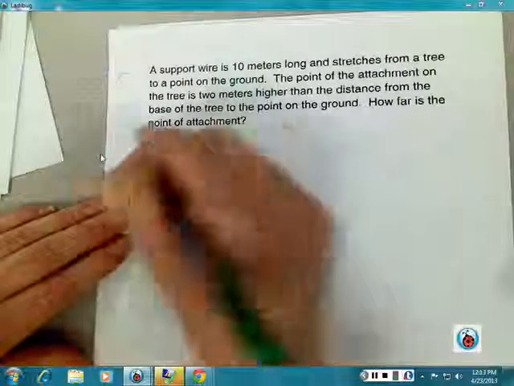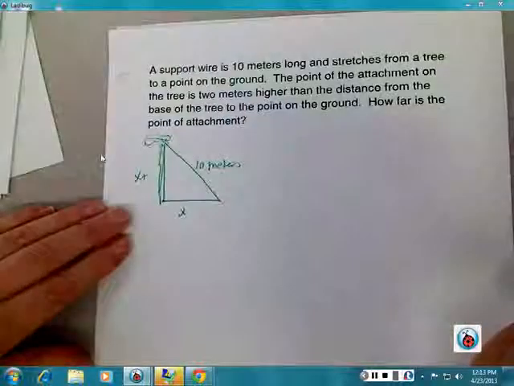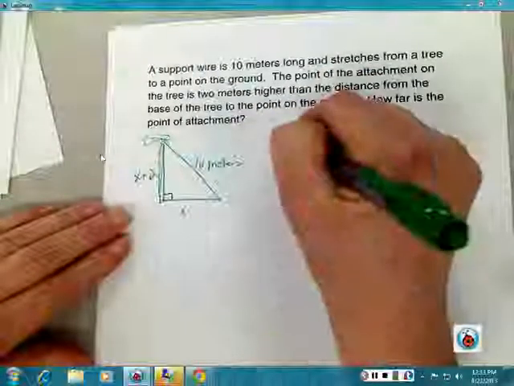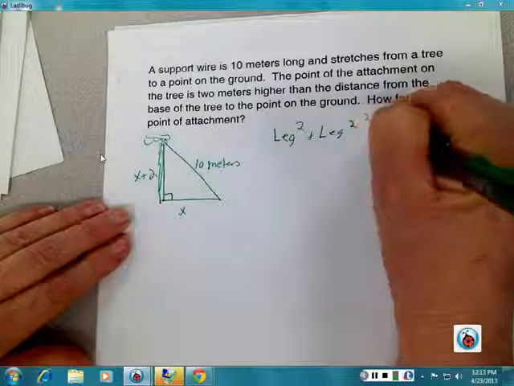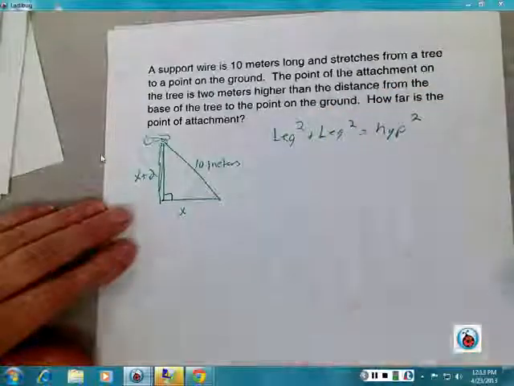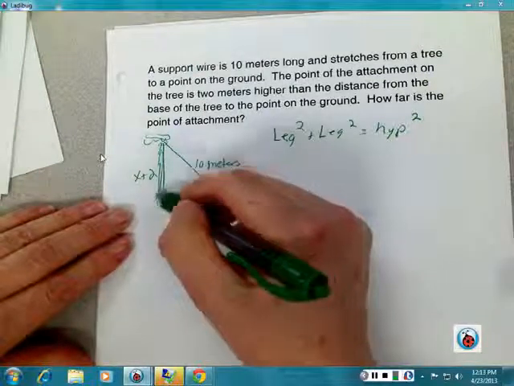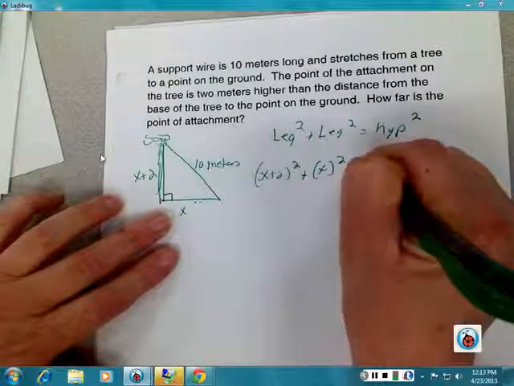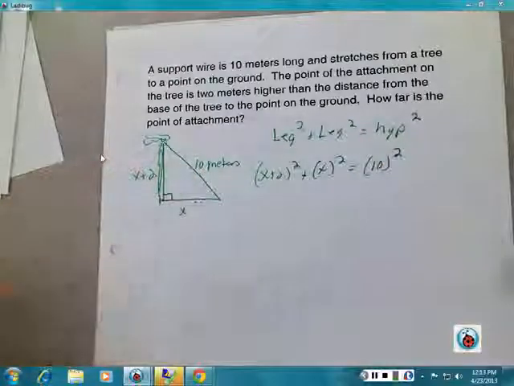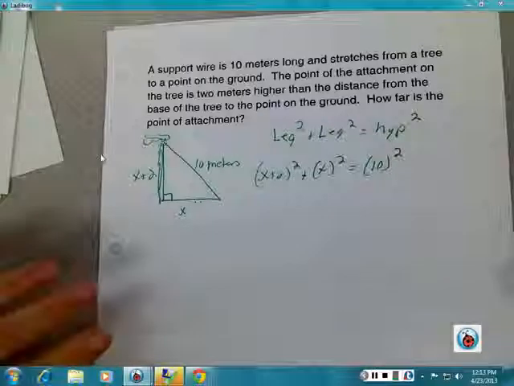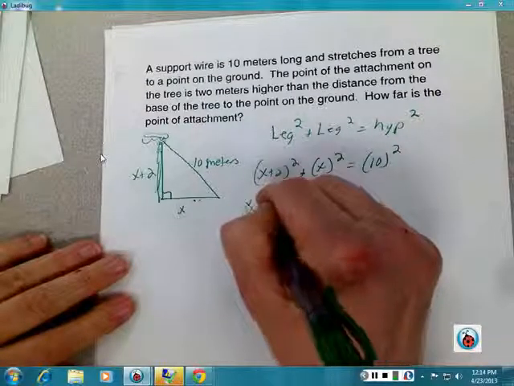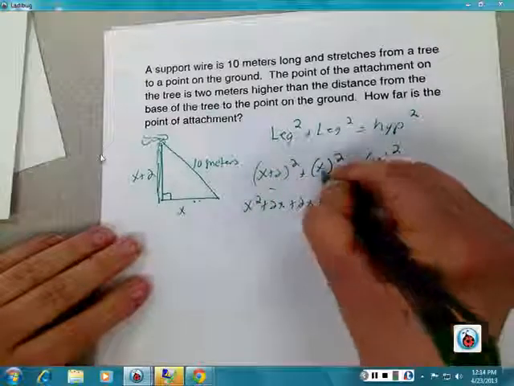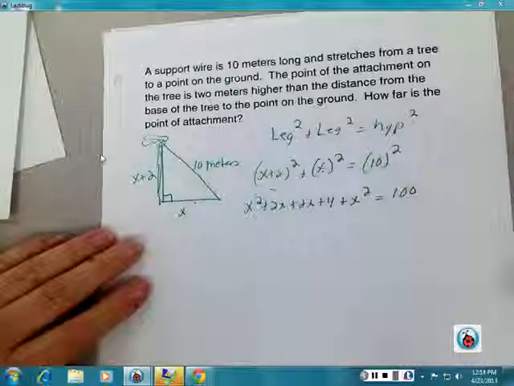So if this is x, the other side is x plus 2, because it's 2 meters higher. Now the Pythagorean theorem is a leg squared plus a leg squared is equal to the hypotenuse squared. And legs create your right triangle. So my legs are this leg and this leg, so I take x plus 2 squared plus x squared is equal to 10 squared. I have my hypotenuse in there that is squared. If I square this first piece, I end up with x squared plus 2x plus 2x plus 4. Square the second one is x squared. Square my 10, I get a good old 100.